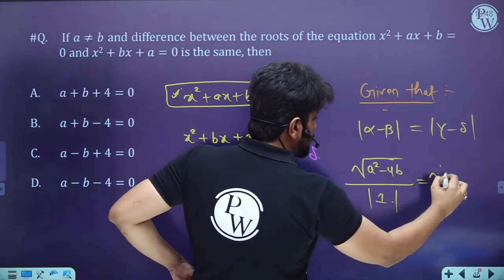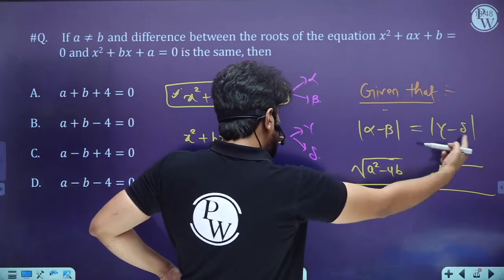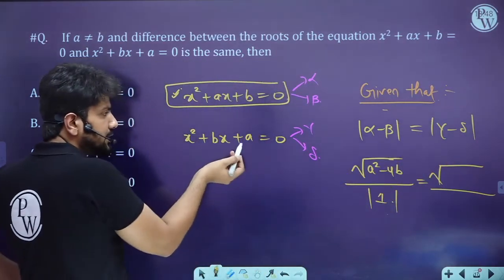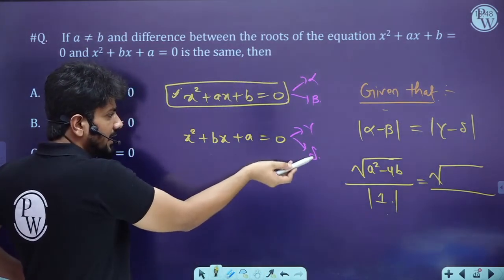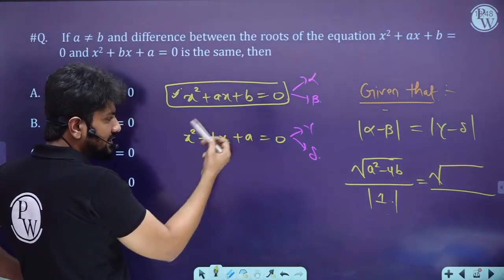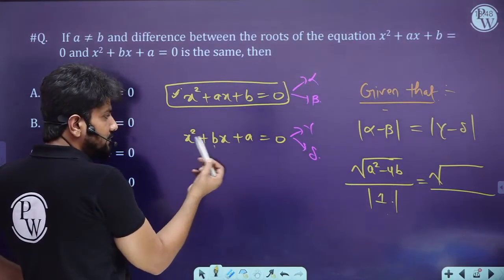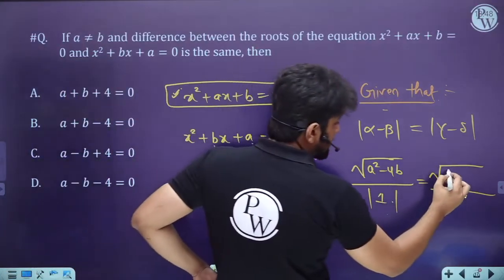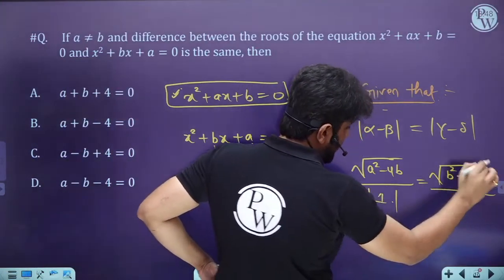And that is equal to, the same formula will be applied for the second equation to get the value of gamma minus delta: again under root of the discriminant. What's the discriminant of this equation? b square minus 4 into a into 1, basically b square minus 4a.